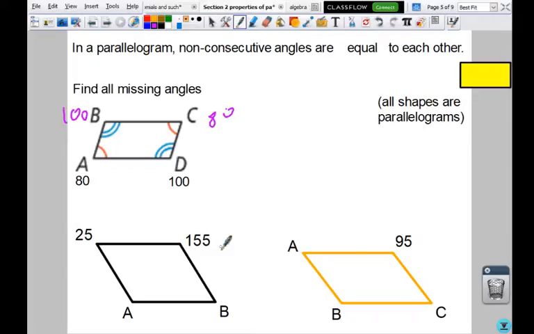You don't even technically really need this piece, but it's good to keep in mind, because sometimes they might give you something like A is X, this angle is like 155 plus X, solve it for X, that kind of thing.